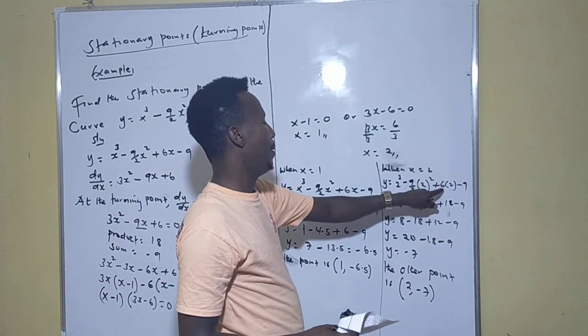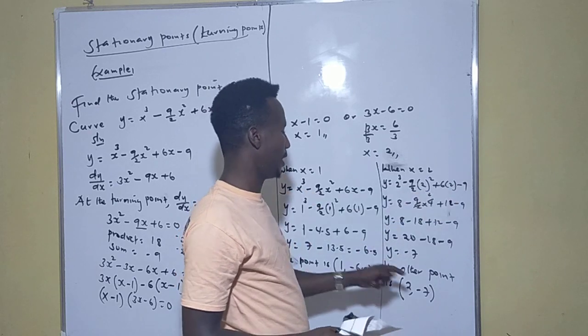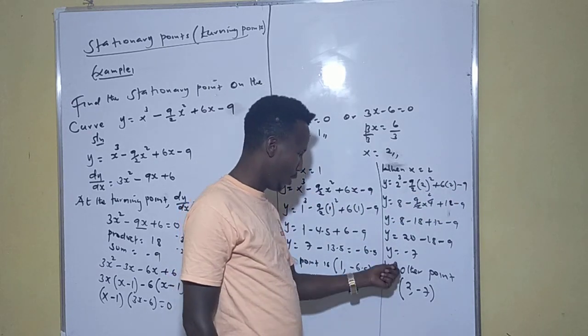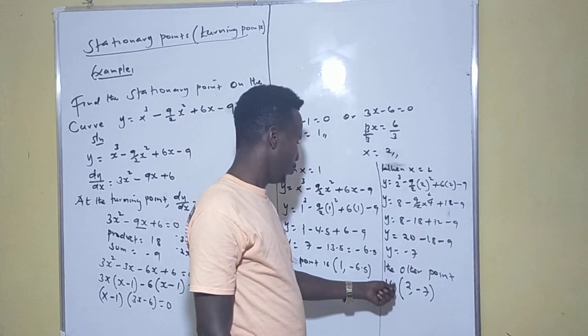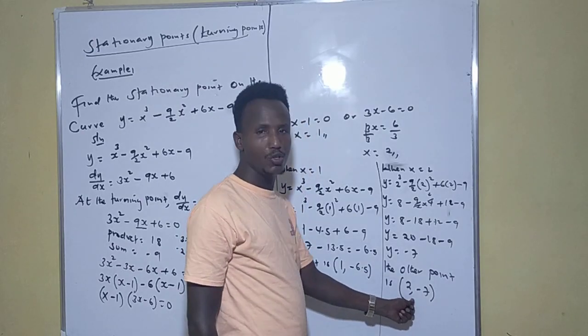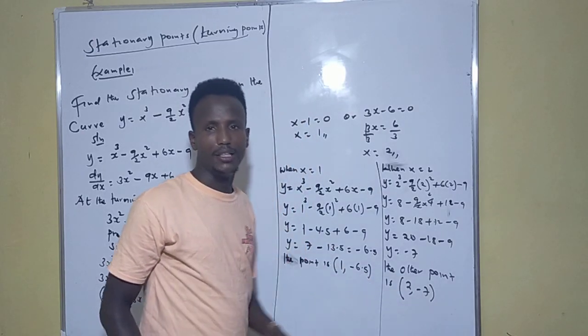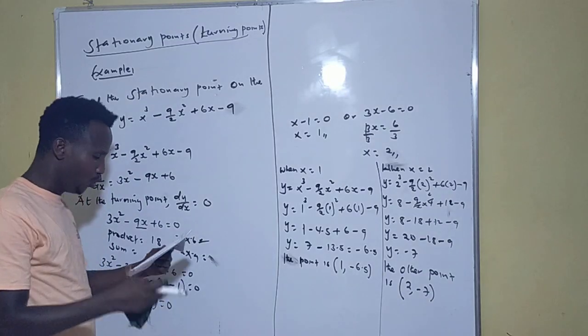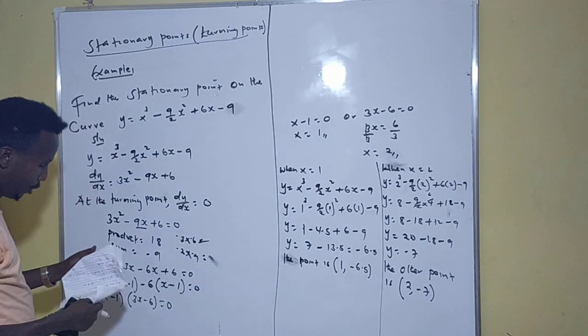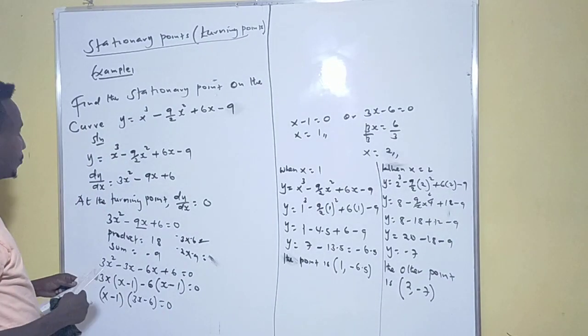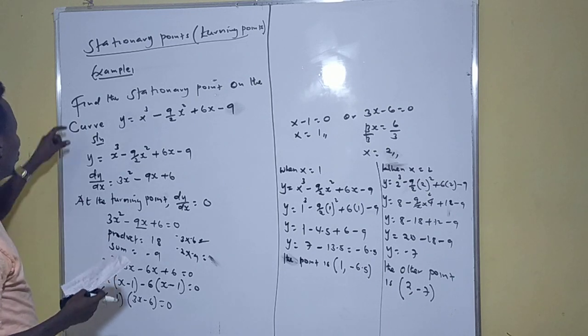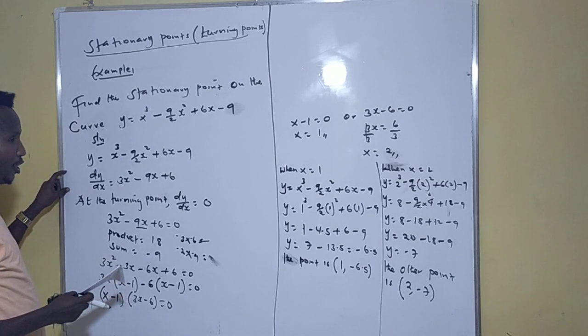Remember x is 2, so 2 plus 6 into 2 minus 9. Finally, you're going to get the y value as negative 7. Now the other point is 2, which is the x value, and negative 7, which is the y value. This is how you're going to get the stationary points.